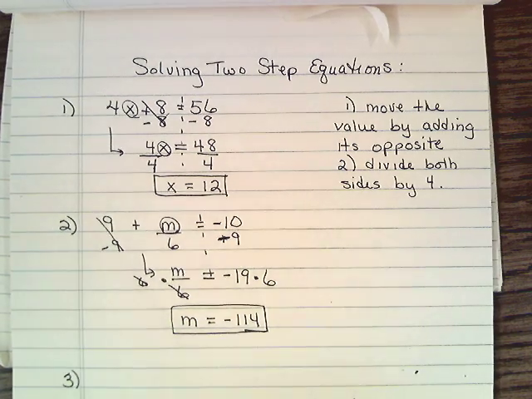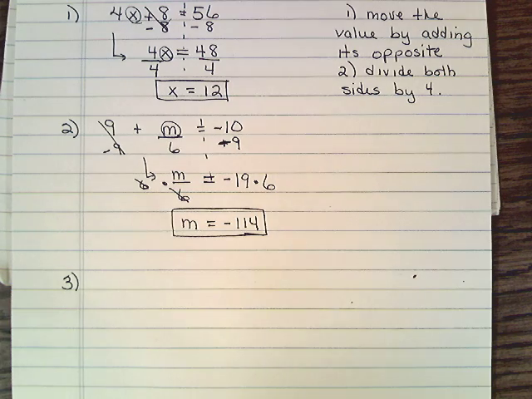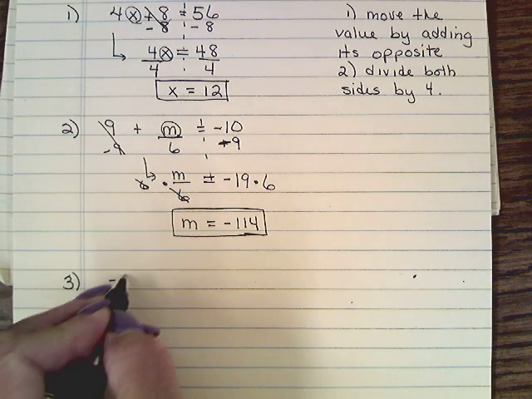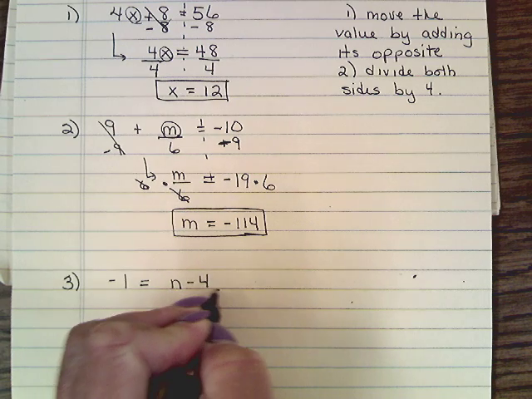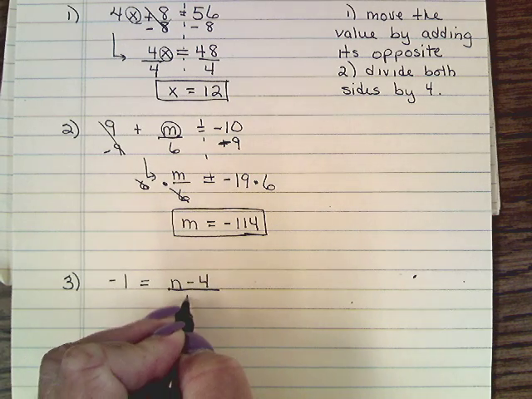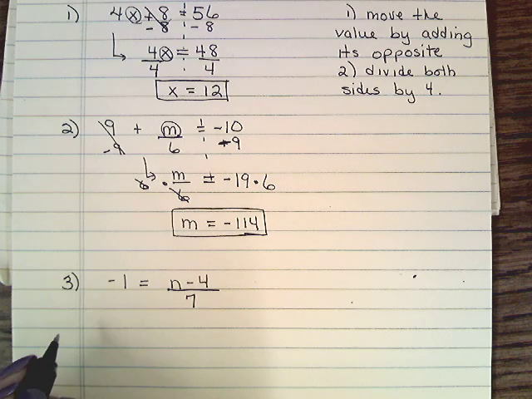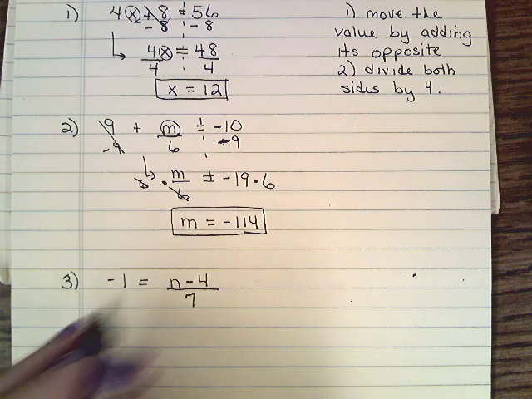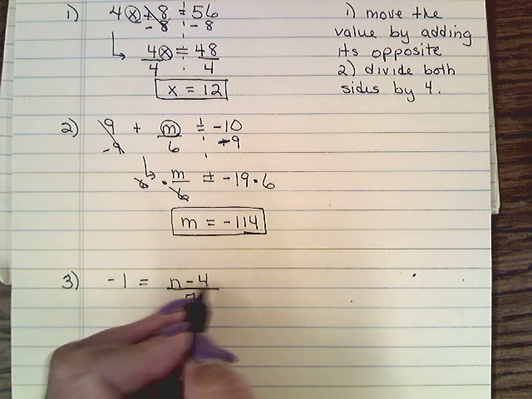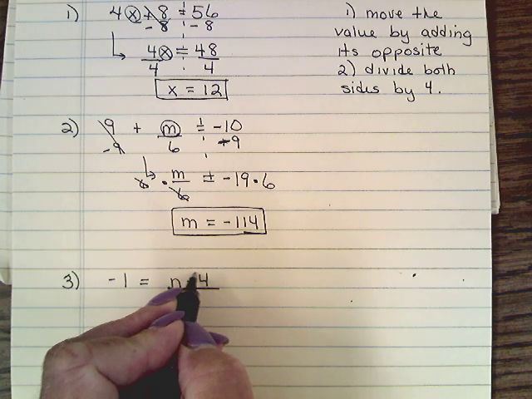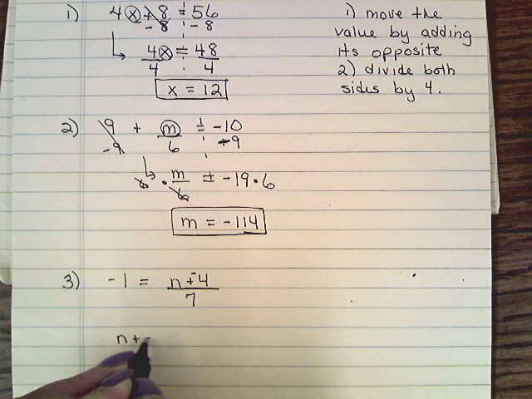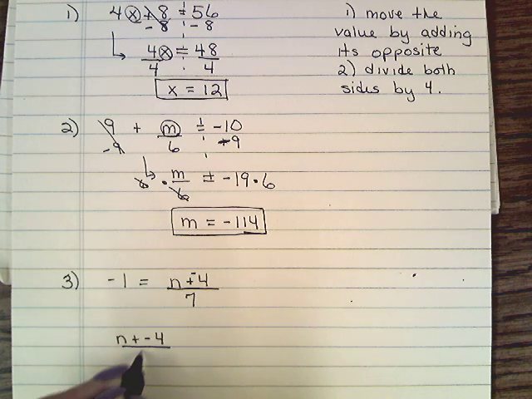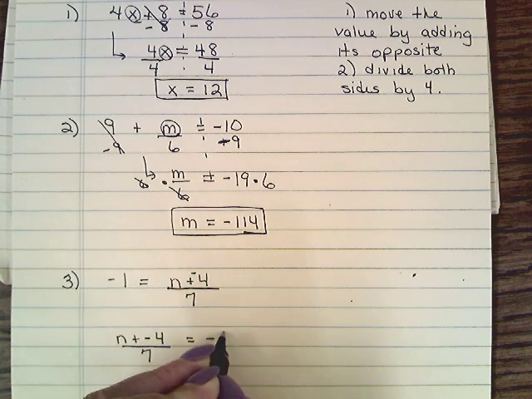Okay, third type, and we discussed this last year too. We have negative 1 is equal to n minus 4 over 7. Okay, so if you don't like it in this order, we can flip it, which is what we're going to do. But because this expression has a minus 4, we're going to change that to plus negative. Now I'm going to switch it. n plus negative 4 over 7 equals negative 1.